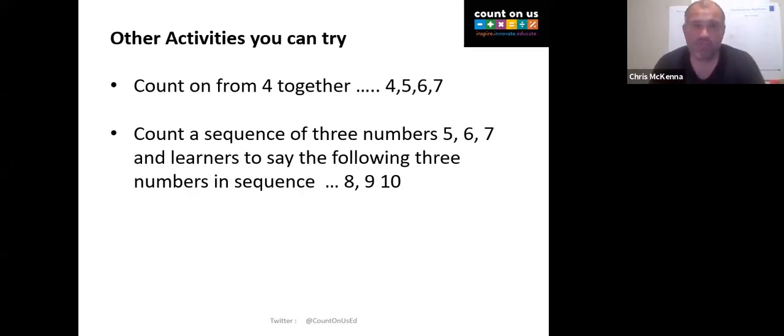Other activities you might want to try: counting on from 4 together. You don't always have to start at 0 or 1. So we might say, let's count on from 4 together. So 4, 5, 6, 7. We might count a sequence of 3 numbers and then get your child or a partner to say the next 3 numbers.